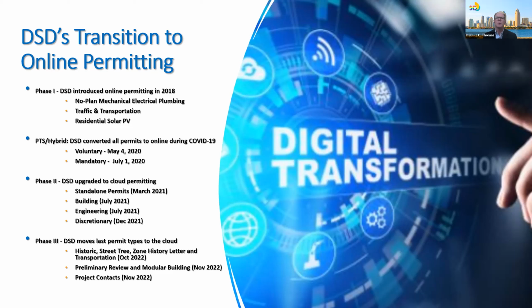Phase two included the standalone mechanical, electrical, plumbing permits, building, engineering, and discretionary. Those were all introduced last year through 2021. And now we're in this phase three where we've introduced a historic, street tree, zone history letter, and an update to the transportation permit. Next coming is the preliminary review. We've got some modular building, underground utilities, and then project contacts to wrap up our year.